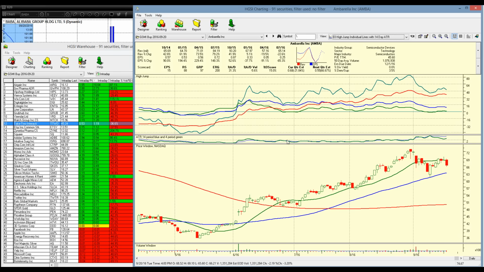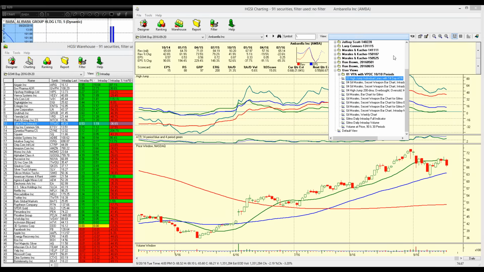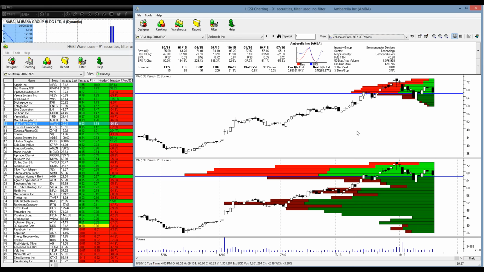I always thought Ian came up with some great stuff. Like the high jump chart is interesting, you see these lines, and basically on a breakout you want to see these things continuing higher. So this can give you some sense of when a stock is extended to the upside, when it's not confirming on new highs on the high jump. So I like stuff like that. There's also the volume point of control. What do you call that, Ron? That's an interesting view too.